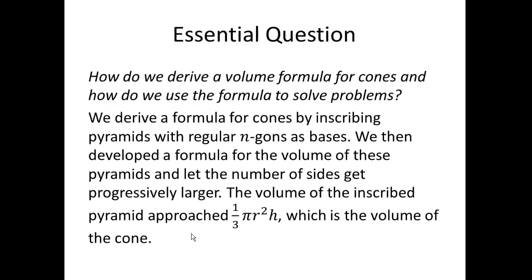So the question we address in this lesson is, how do we derive a formula for cones, and how do you use the formula to solve problems? Well, we derived the formula for cones by inscribing pyramids with regular n-gons as bases. We then developed a formula for the volume of these pyramids, and we let the number of sides get progressively larger. The volume of the inscribed pyramid approached 1/3 times pi r squared times h, which ends up being the volume of the cone, where r is the radius of the base of the cone and h is the height of the cone.